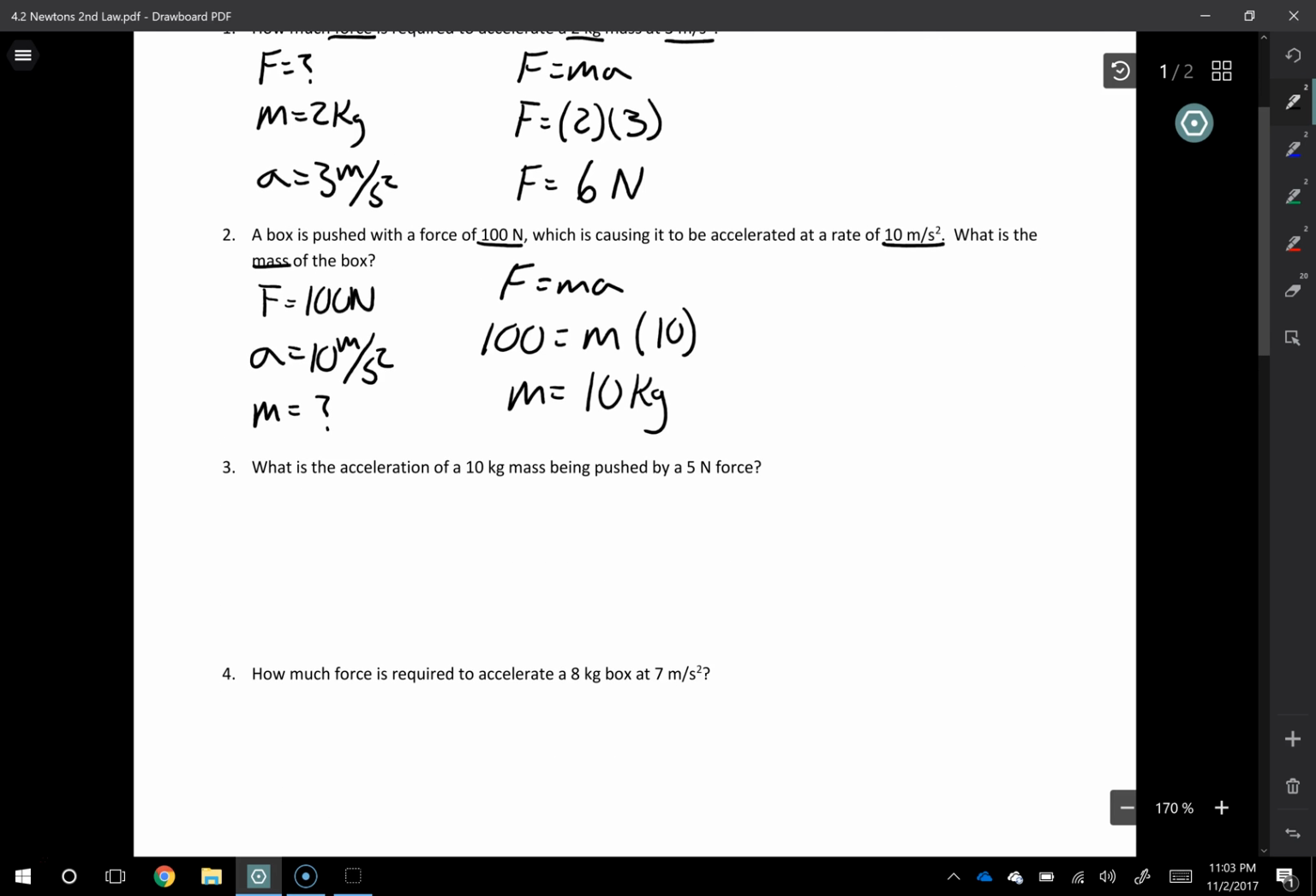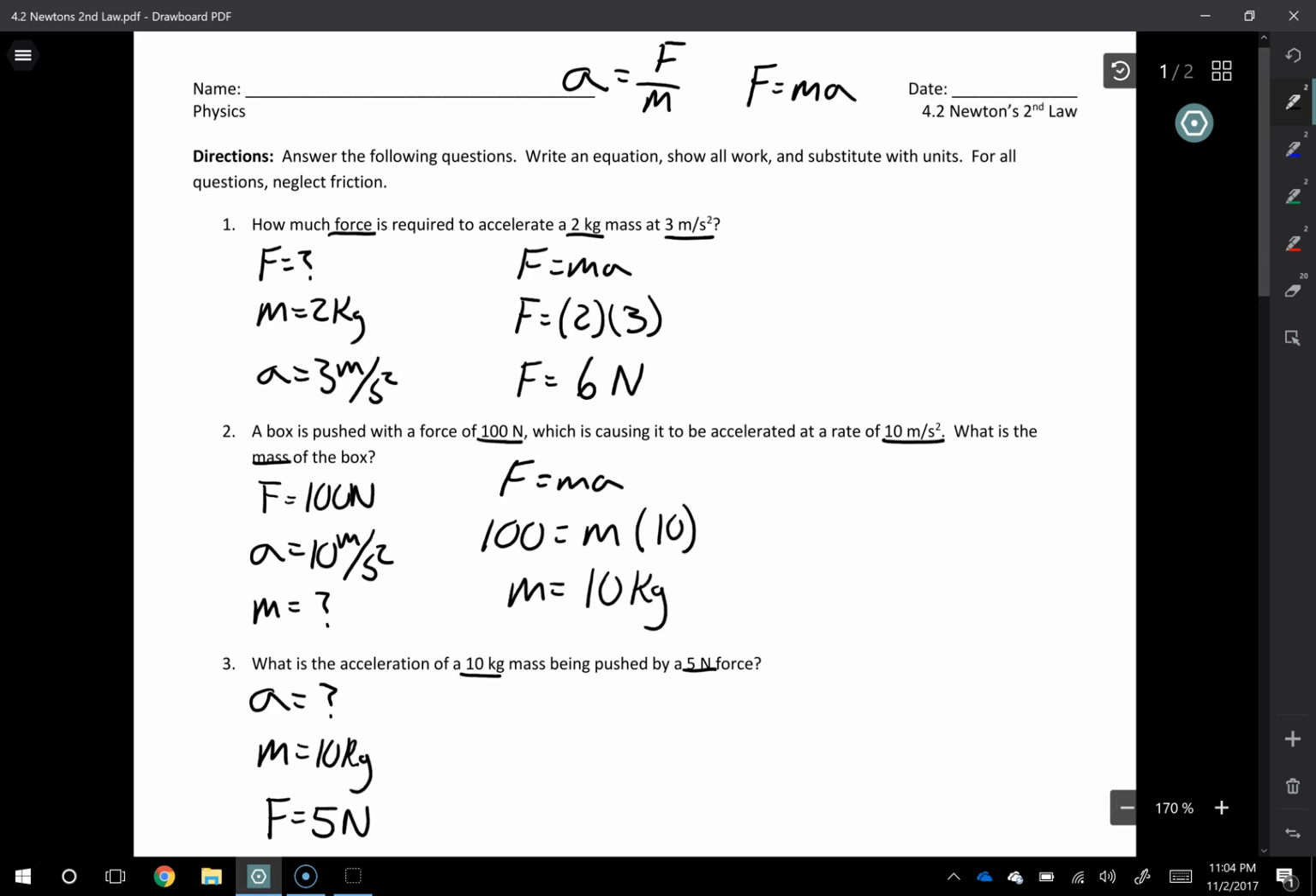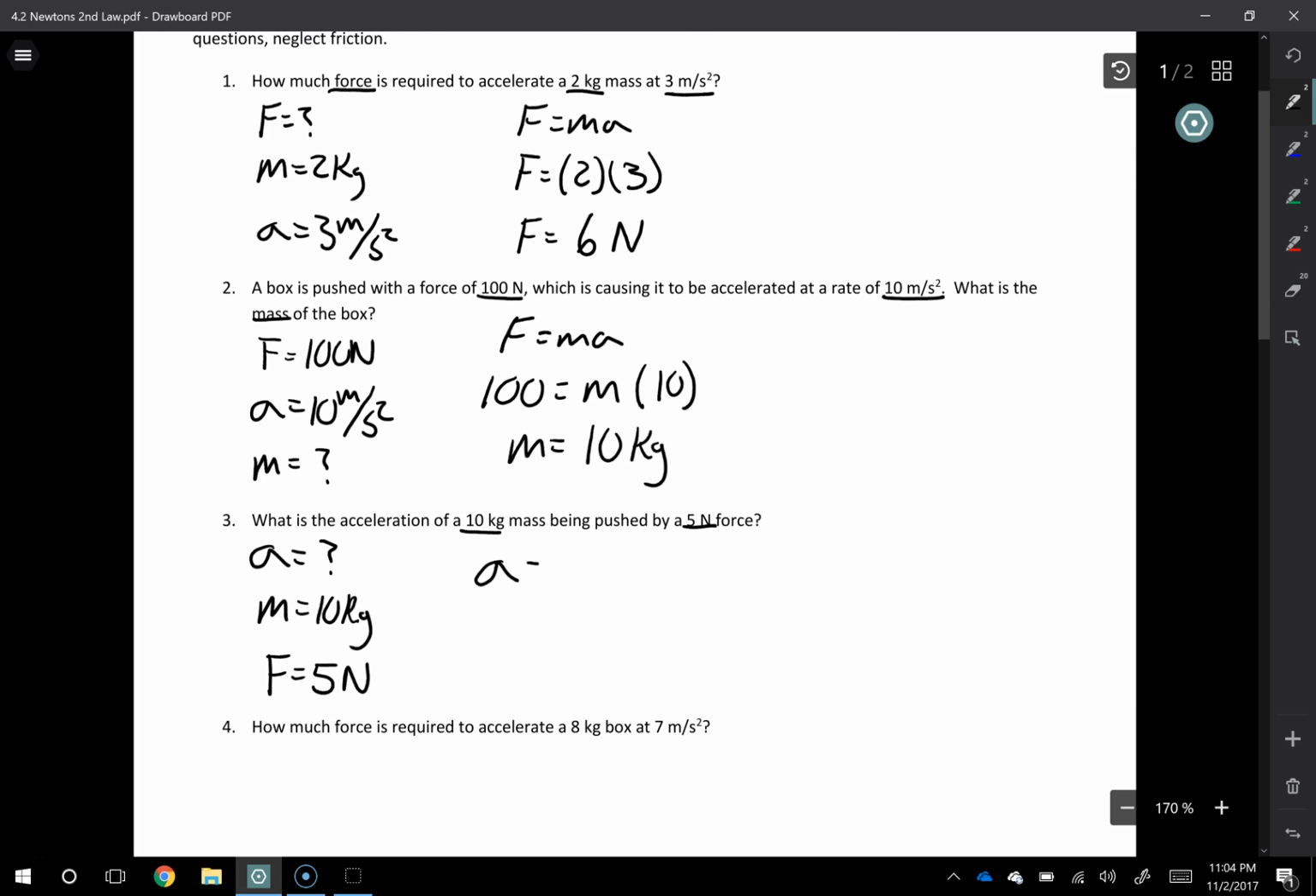Very good. Number 3. It says, what is the acceleration? So number 1, they're looking for the force. Number 2, they're looking for the mass. Now they're looking for the acceleration of a 10 kilogram mass being pushed by a 5 newton force. So instead of using F equals ma, since we're looking for the acceleration, why not use good old a is equal to F over m? So the acceleration is equal to 5 divided by 10, which is 1/2, 0.5 meters per second squared.